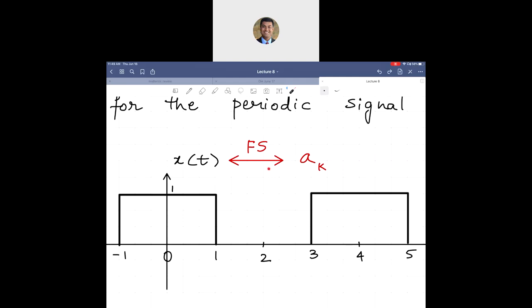Why is this a double arrow? It is because given x of t, you can find a sub k, and given a sub k, that will correspond to that x of t. So it goes both ways.